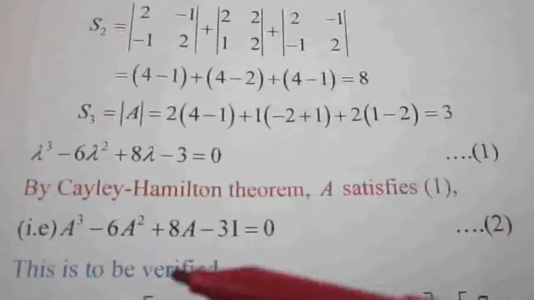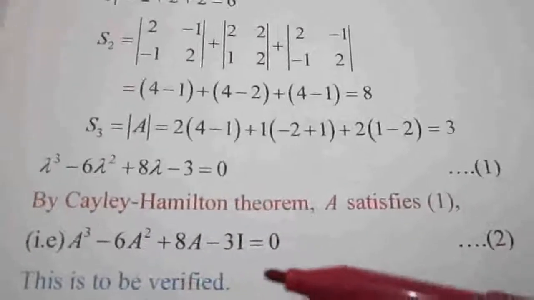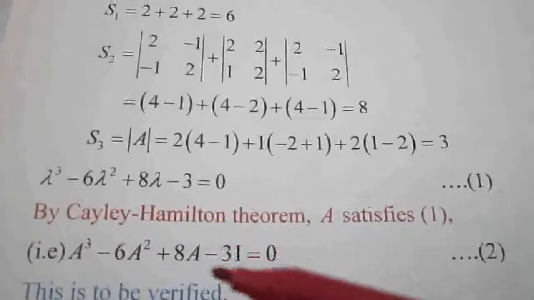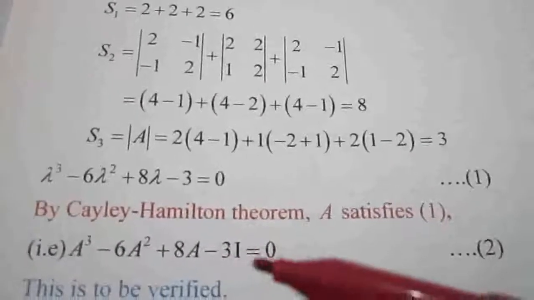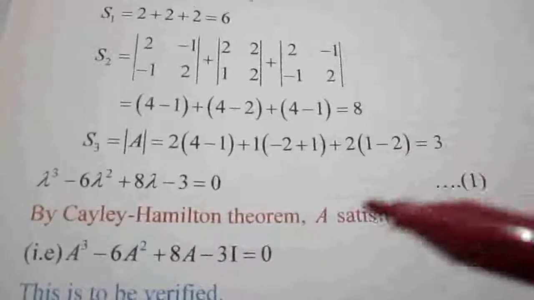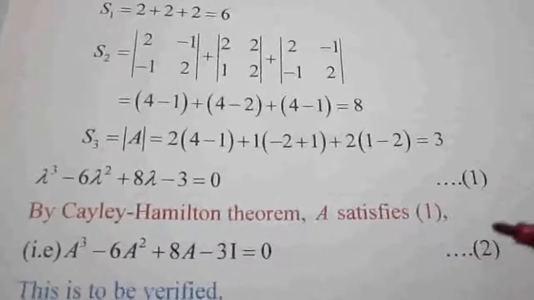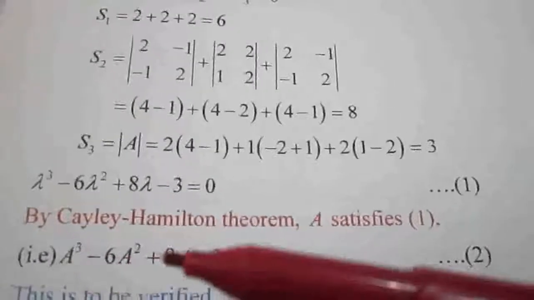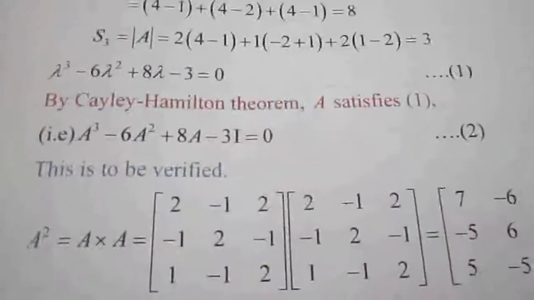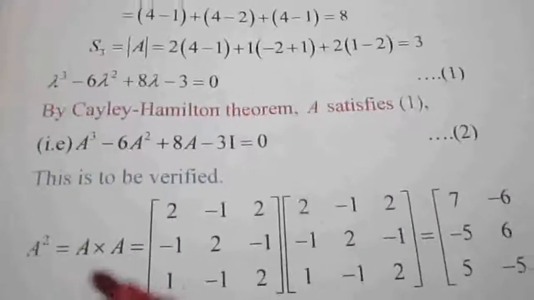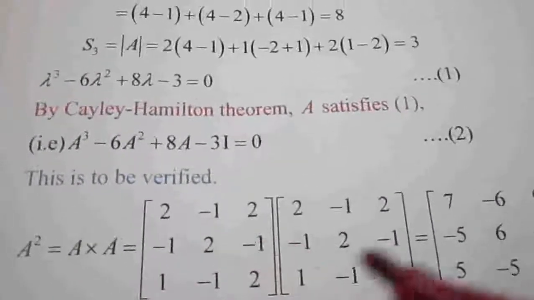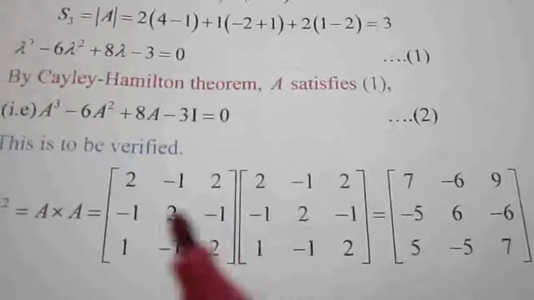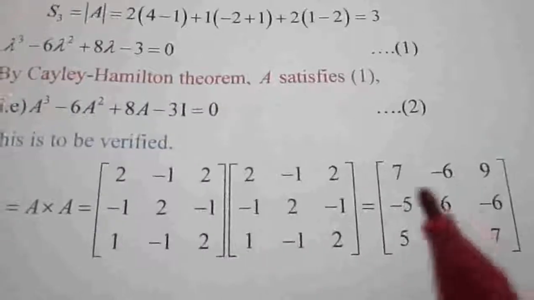Now to verify this equation, I want to find A cube and A square. A is given, and you know I, the identity matrix [1 0 0; 0 1 0; 0 0 1]. We have to find A square and A cube. First I am going to find A square, which is the multiplication of A into A. Multiplying these two matrices, as you already know, you will get this.